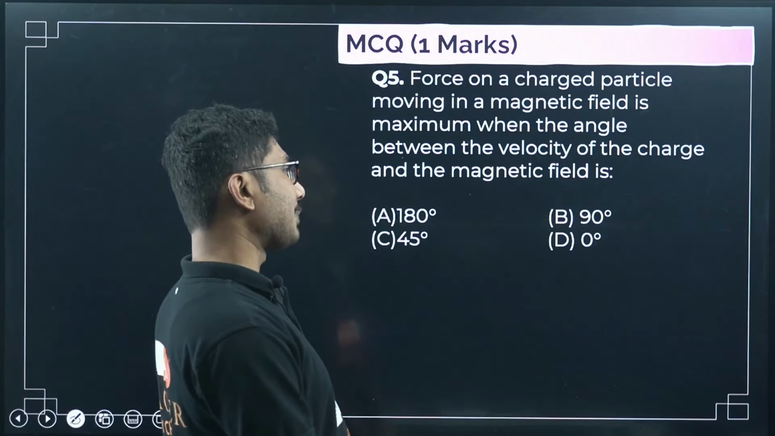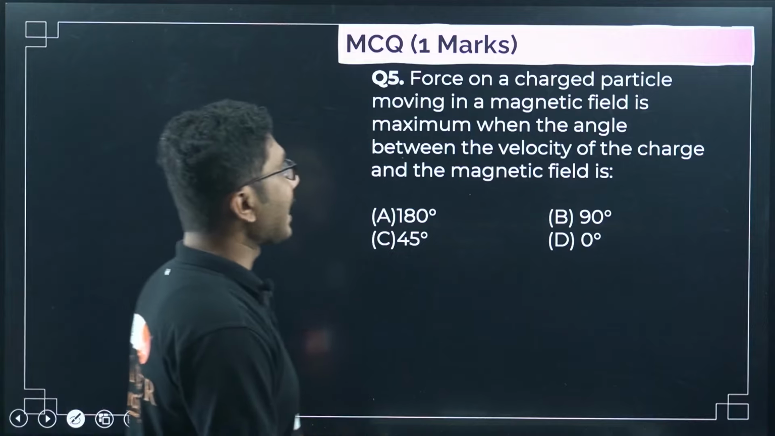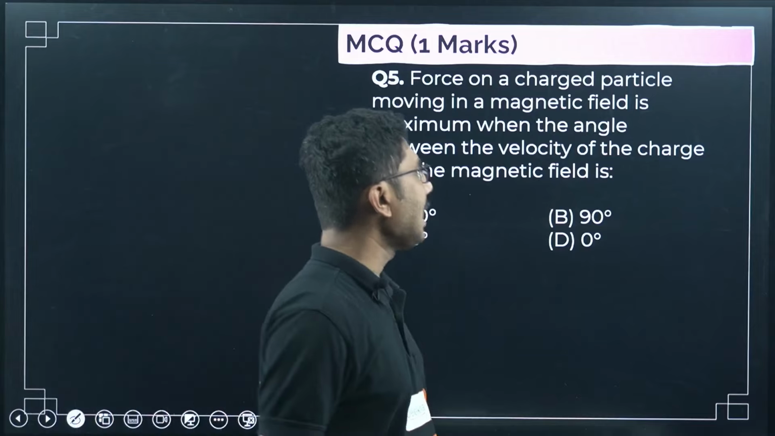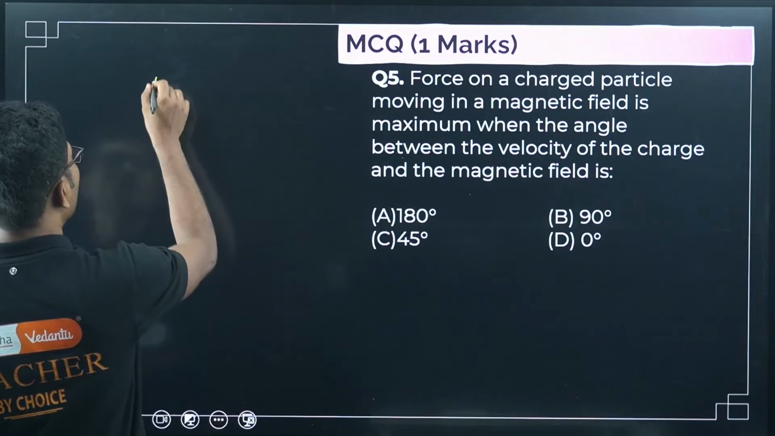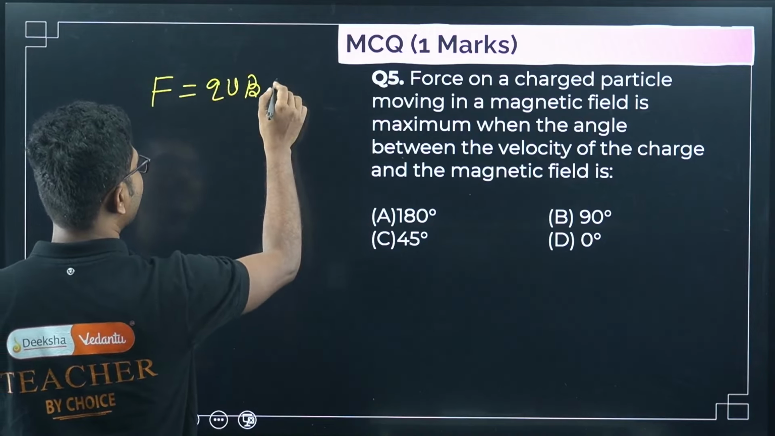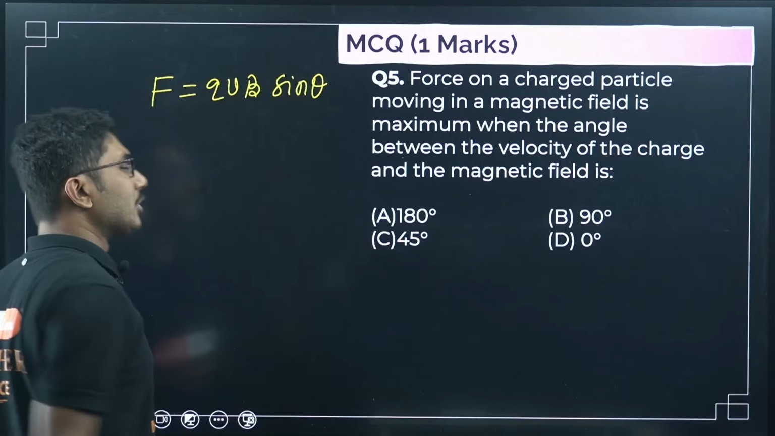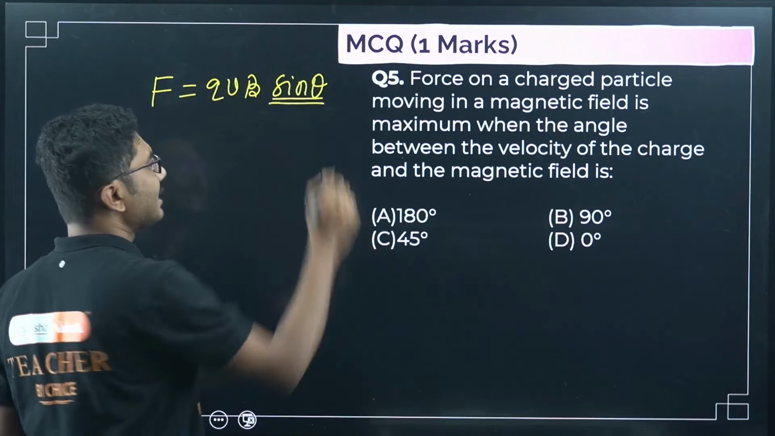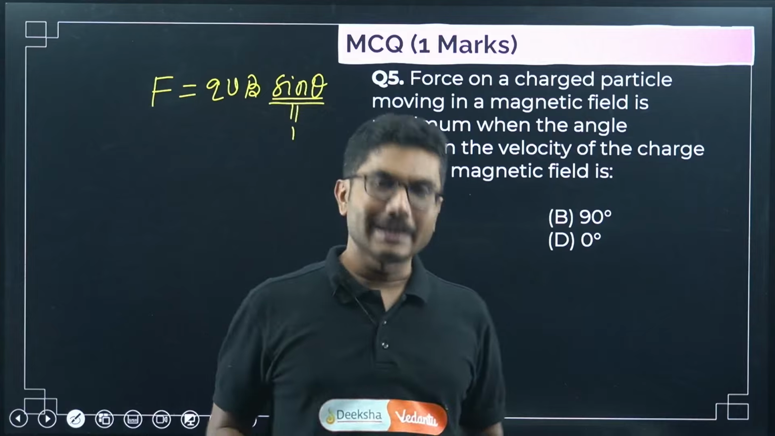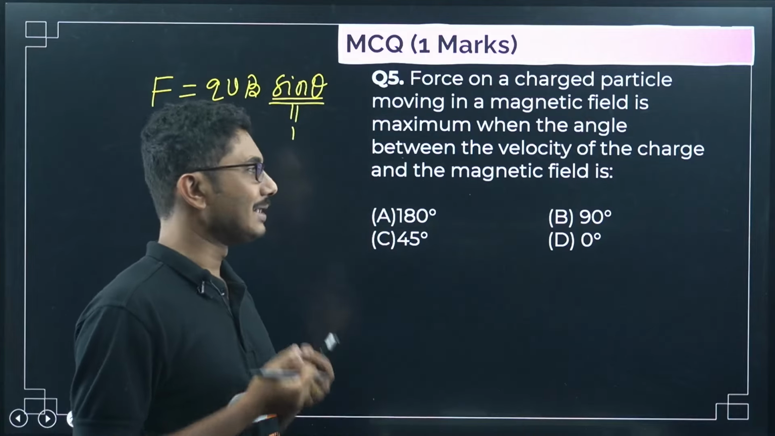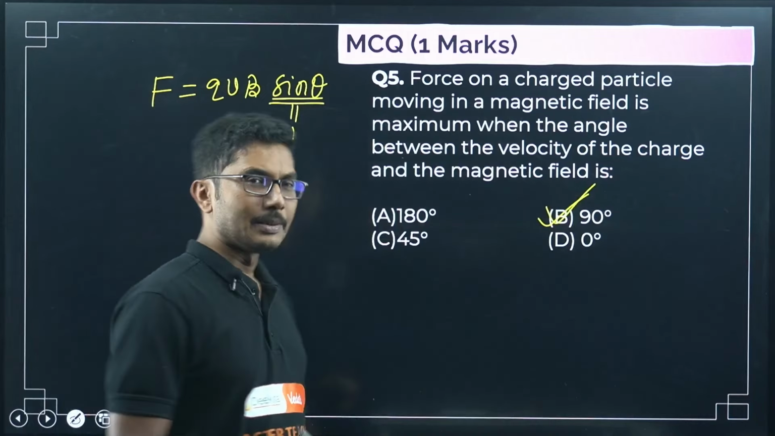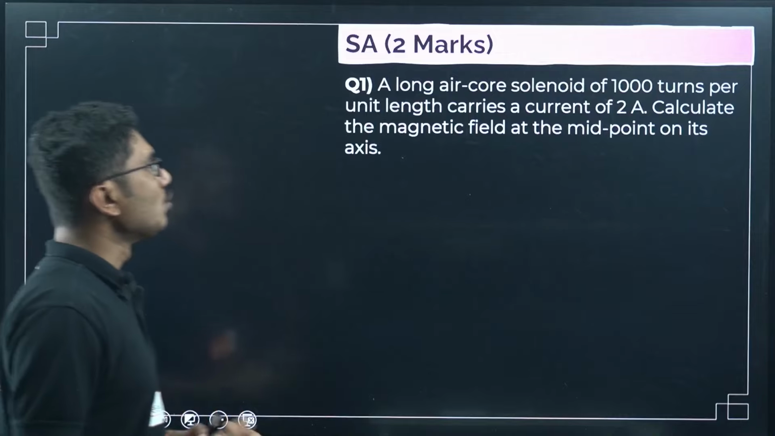The force on a charged particle moving in a magnetic field is maximum when the angle between the velocity of the charge and the magnetic field is... The magnetic force acting on a charged particle is QVB sin theta. So the force will be maximum when sin theta is maximum. What is the maximum value of sin theta? The maximum value of sin theta is 1. At what angle does sin theta become 1? At 90 degrees. So the force will be maximum at an angle of 90 degrees. Simple question, simple answer. Now let's move on to the 2-mark question.